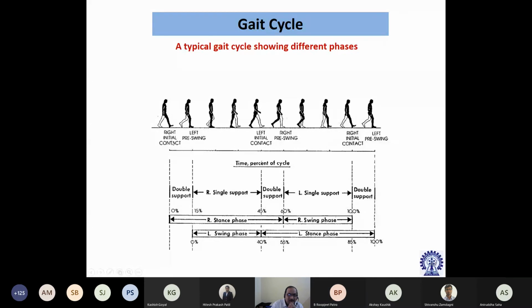Just a moment. You have the right leg executing the right single support, right? Yes, sir. From 15 to 45%. Yes, sir. But you see the left swing phase actually starts with a lag.